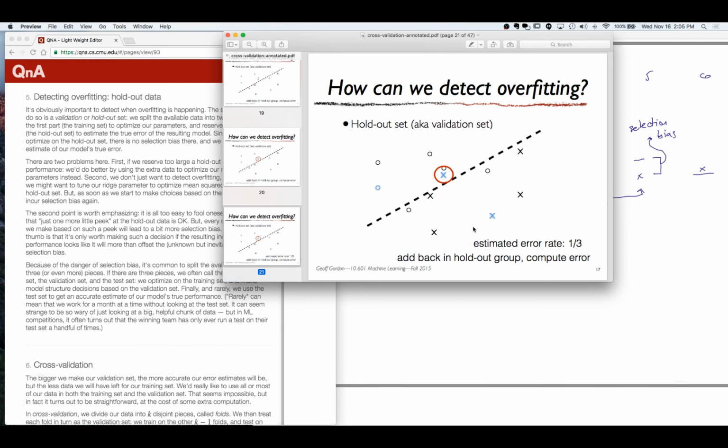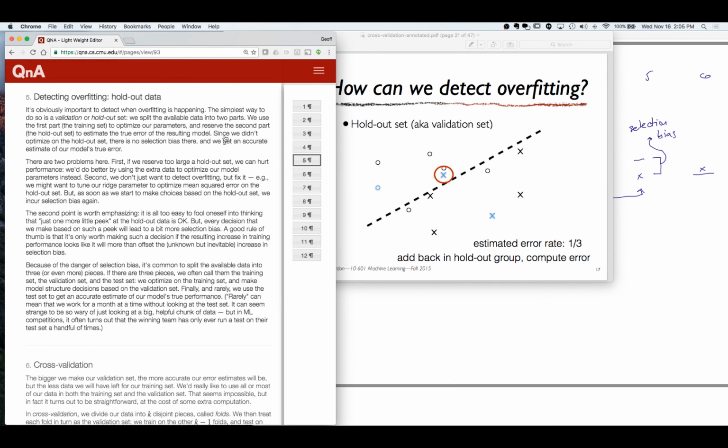All right, so there's a couple of problems with holdout data. The first one is, if we have too large a holdout set, then we've taken a lot of data out of our training set, and that's a problem because we can't then use that to optimize our parameters. And the other is that we don't just want to detect overfitting, but we want to fix it. For example, we might want to tune our ridge parameter lambda to optimize our mean squared error on the holdout set.